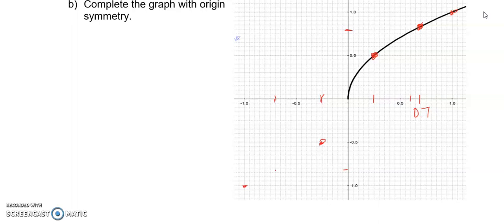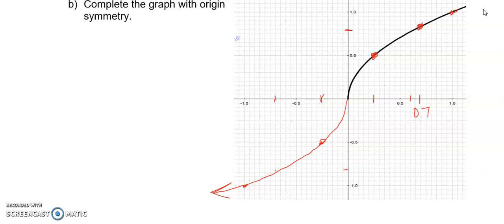Now watch. Once you have a few points, draw the part of your curve. I can't do a really good job with this stylus, but that's what the graph is going to look like when it's symmetric about the origin. So just pick some points that are on the graph.